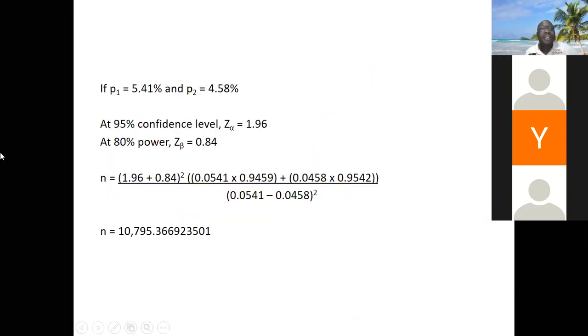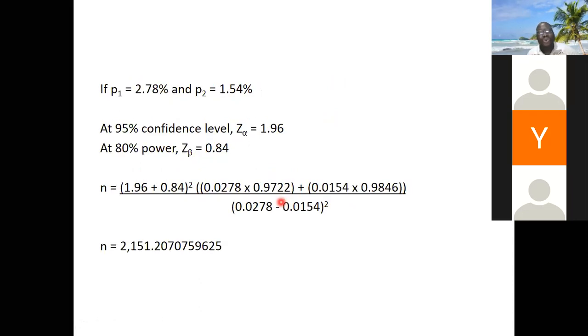Look at this. If in a particular study before, prevalence was 5.41% and 4.58%. This is an example. If you calculate, it will give you, can you see, 10,000. You know why the sample size is so high? Because the two prevalences are very close. There's not much difference between them. It's not the size of the prevalence. The prevalence is very small, but the difference between them is small. That's why, because the difference is in the denominator, it will jack up the sample size.